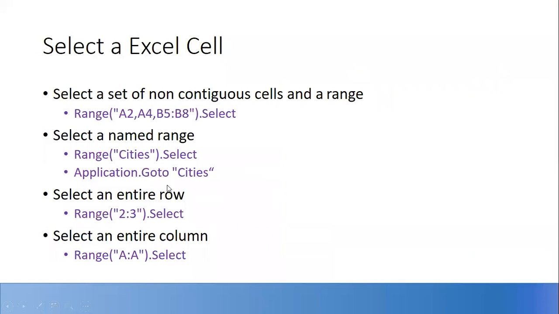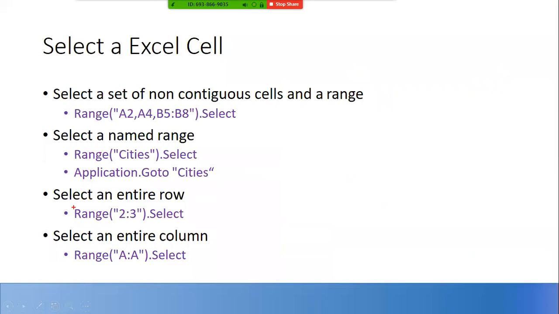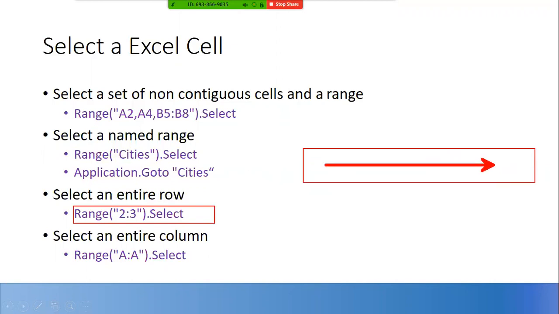The next thing is, you want to select the entire row. How do we select it? A row is your horizontal. It might be a single row or it can be multiple rows, but you want to select the complete rows. How do we select it?